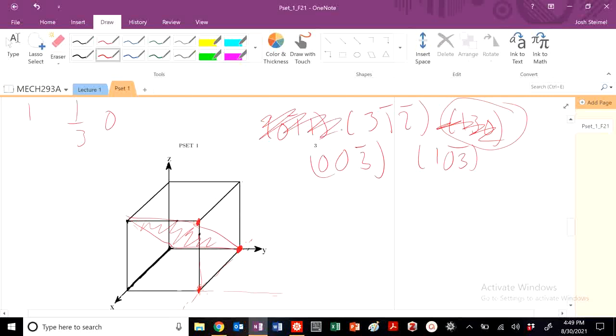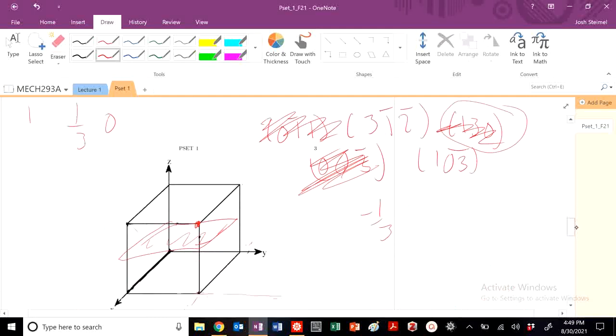Let's do 0, 0, 3. So my intercepts are basically -3rd. So I'm going to pick my origin here, and then it's just going to be basically going down a third. There, got that one.